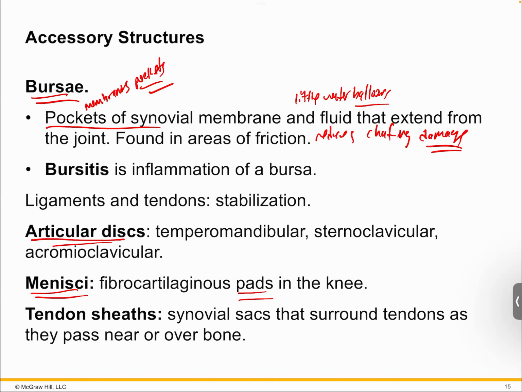Okay, and then of course you have tendon sheaths, right, which are basically like a little synovial extension that covers tendons, and that's to eliminate tendinous contact with the bone, to protect the tendon. It protects the tendon.